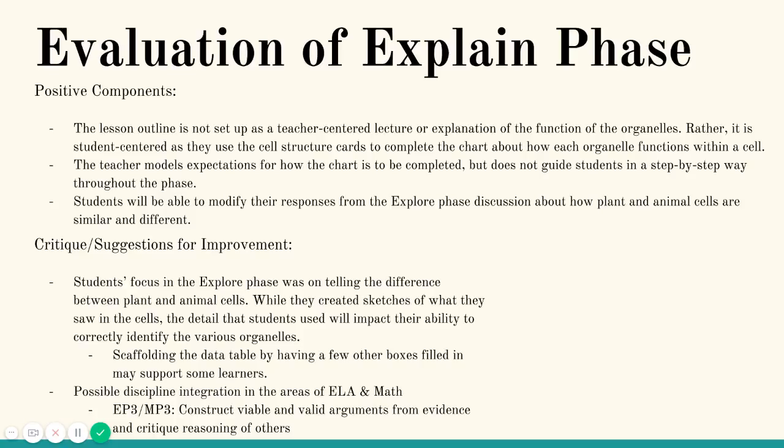share drawings if there seems to be a particularly accurate one, and since each group would have different slides and samples of the plant and animal cells, maybe one organelle may have been clearer for a different group than it was in another one. You could also scaffold the data table by having a few of the other boxes filled in that might support some of those struggling learners to help them be successful.